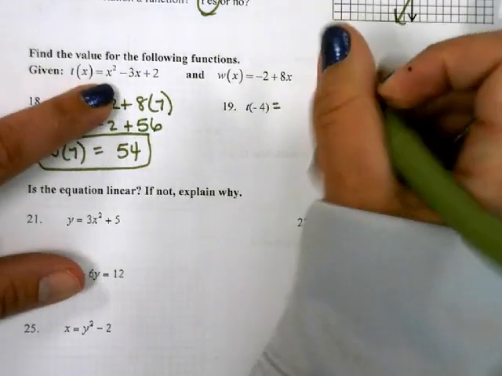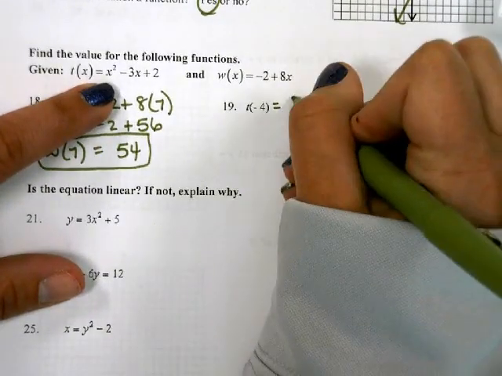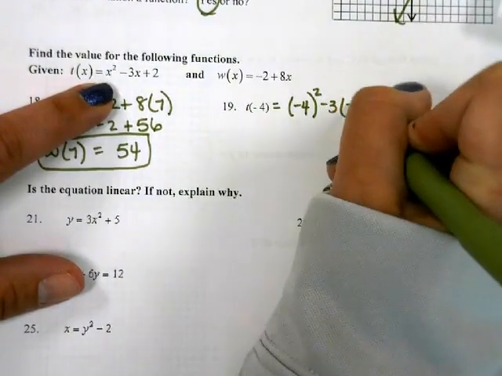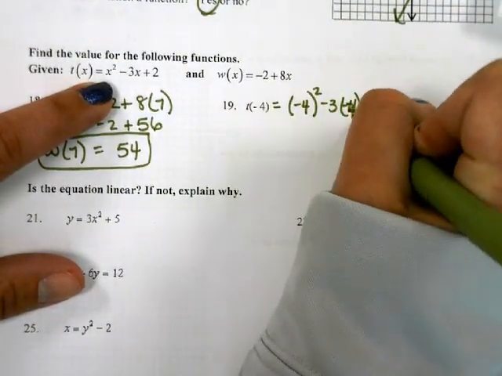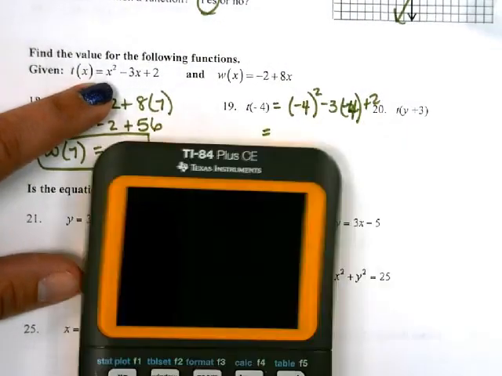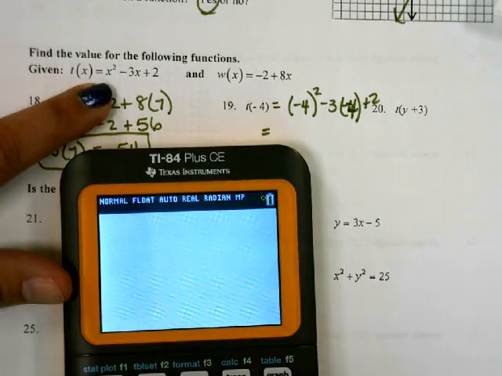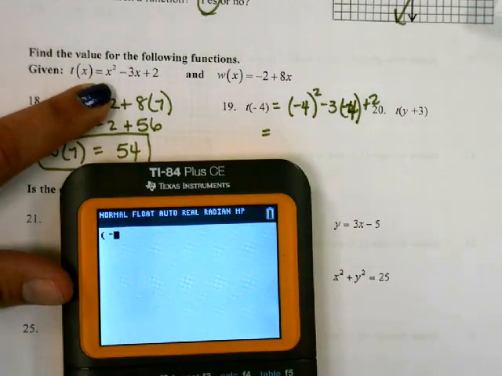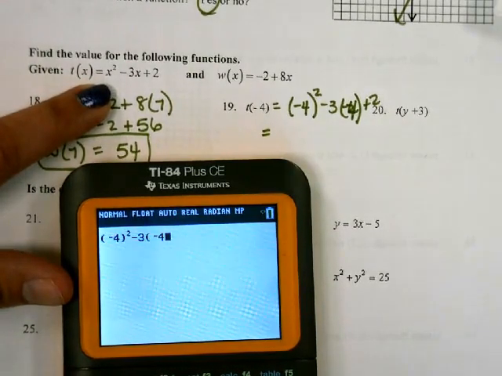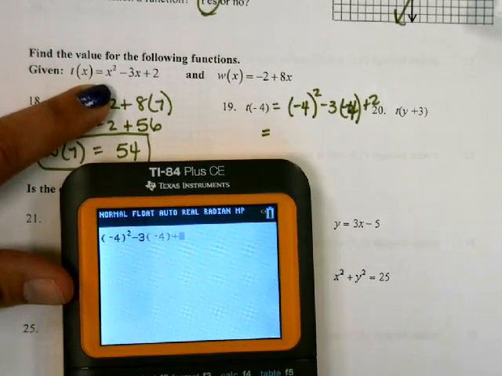All right, use my t function. Everywhere I see an x, I'm going to replace it with negative 4. Again, your calculator knows order of operations, so you could just plug this into your calculator. Make sure you use lots of parentheses because it's negative 4 squared minus 3 times a negative 4 plus 2. So 30.